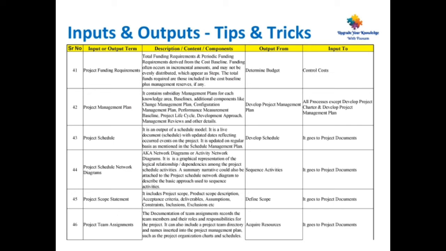Coming to the next slide, point number 41, project funding requirements. Total funding requirements and periodic funding requirements derived from the cost baseline. Funding often occurs in incremental amounts and may not be evenly distributed, which appears as steps. This is output from determine budget and it goes as input to control costs.